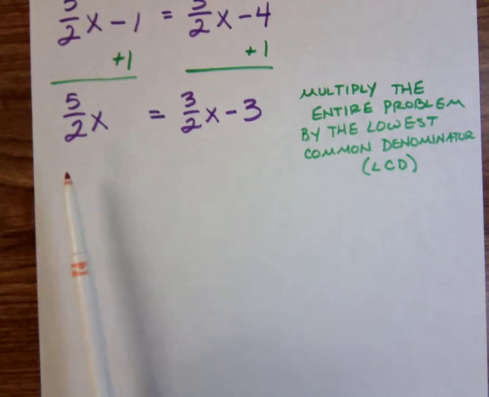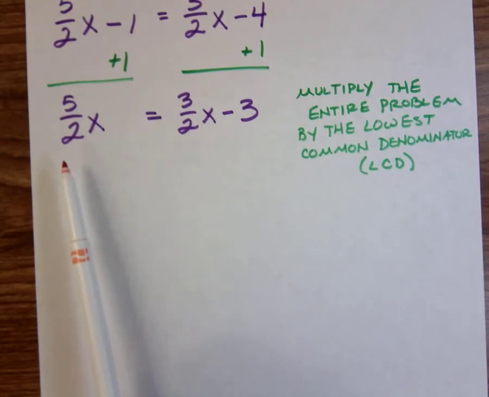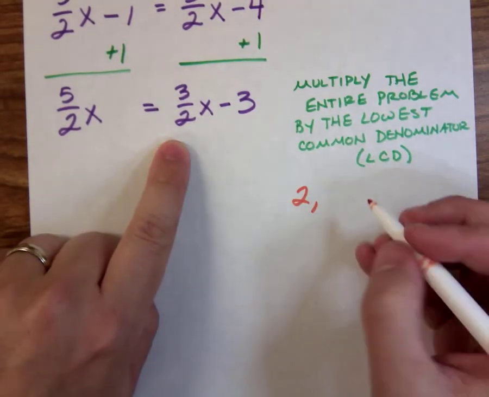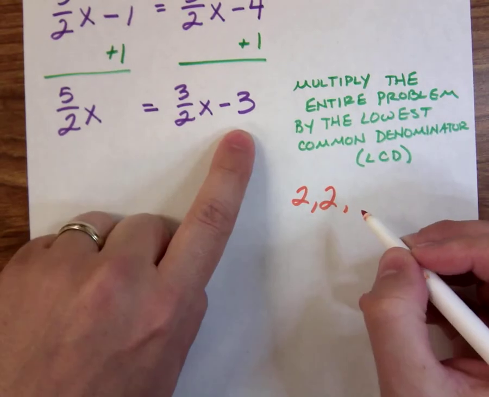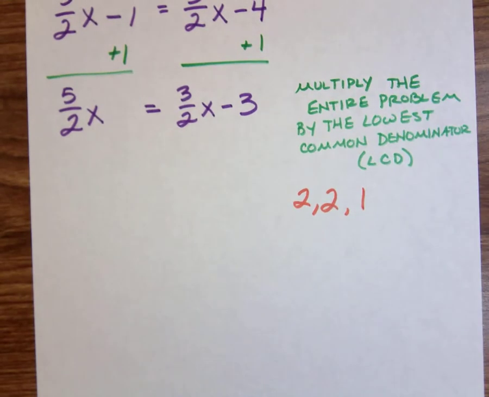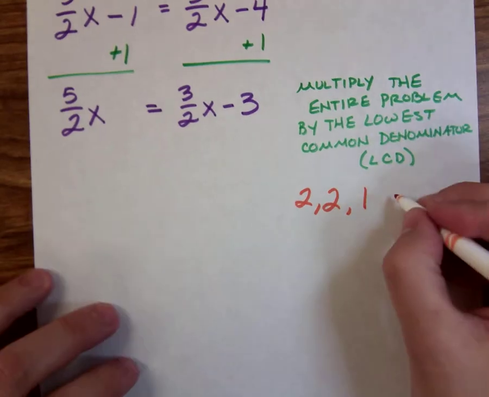So let's talk about the denominators. What's the denominator of 5/2? 2. What's the denominator of 3/2? Also 2. What's the denominator of 3? 1. What is the lowest common denominator of 1, 2, and 2? 1? No, common. Most common. If I multiplied every single number in this problem by something, what is the something that would get rid of all the denominators? And the answer is 2. Let me show you why.